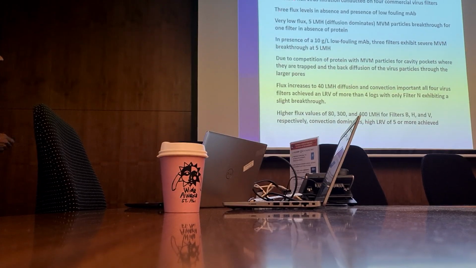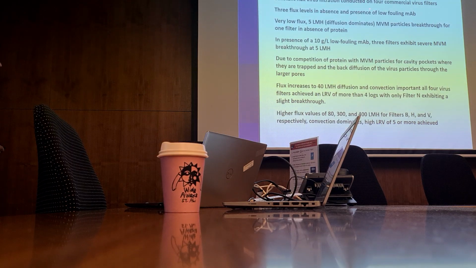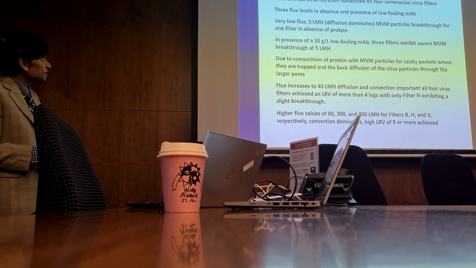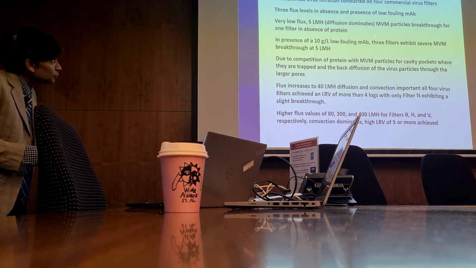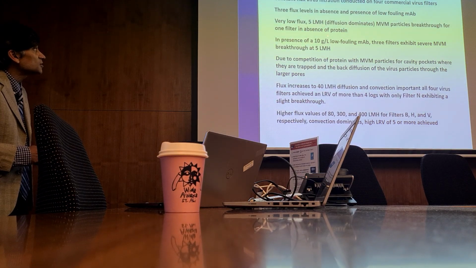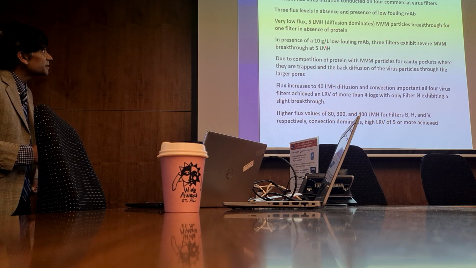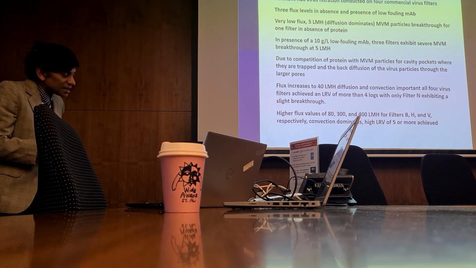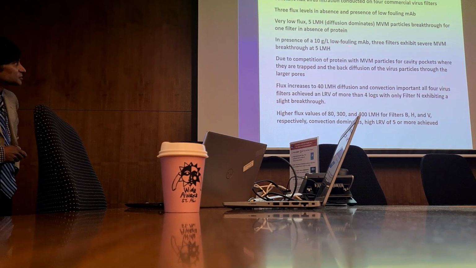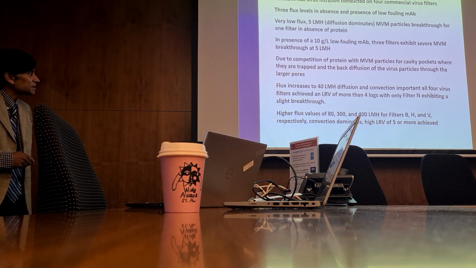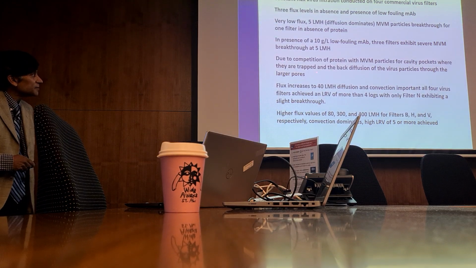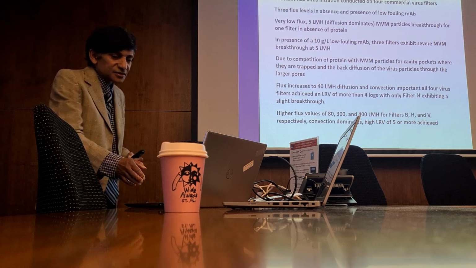So let me just summarize this. Constant flux filtration was conducted on 4 commercial virus filters, and we found that actually at low fluxes, diffusion dominates, and this model of diffusion dominating seems to work very well. We also show that there is an effect of aggregates on the location of where virus particles are bound. And then we also are developing this model to try and describe this.